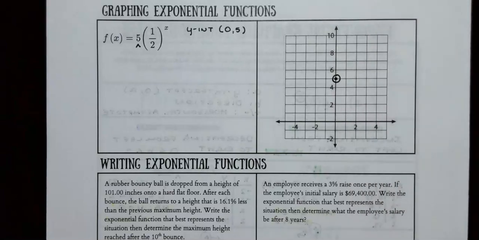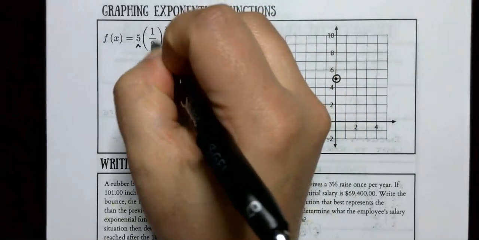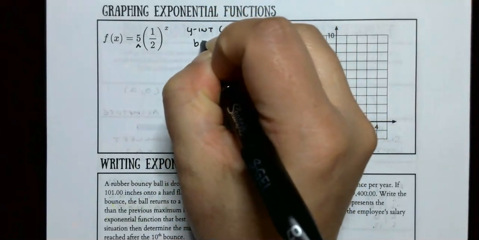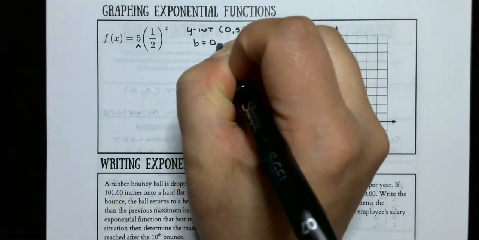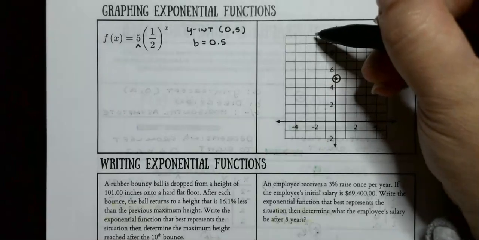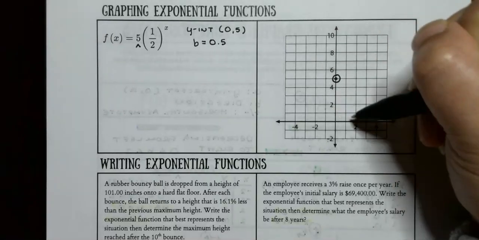Okay. With that being said, I also notice that our b value is, I'm going to change it to 0.5. 1/2 is the same thing as 0.5. 0.5 is not a number greater than 1. So we now know that this is going to be an exponential decay, which means my graph is going to start high and then it's going to go low.